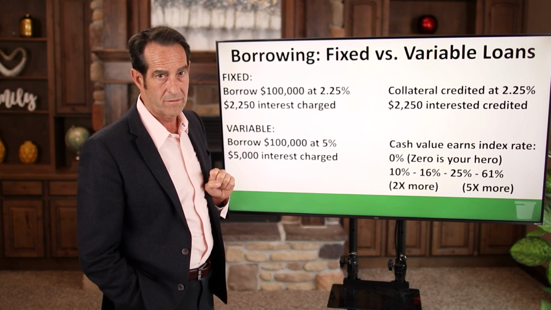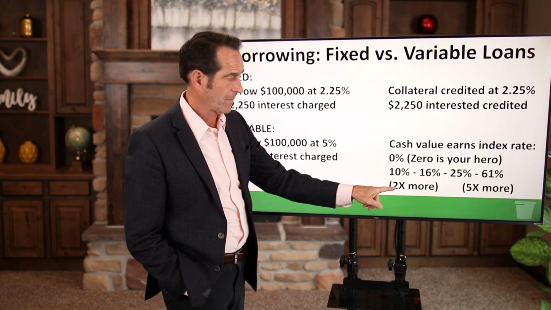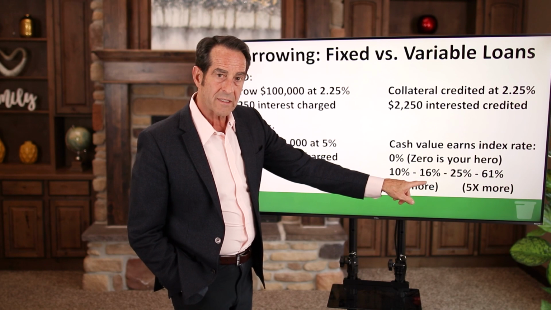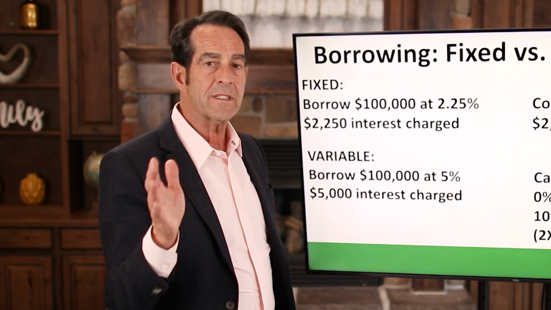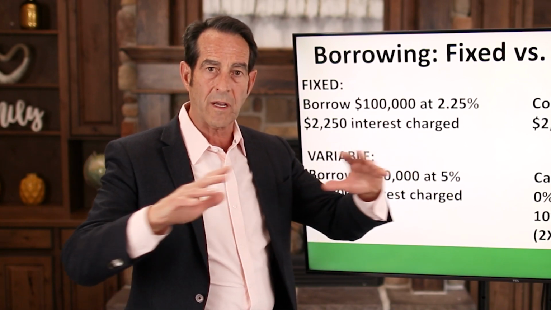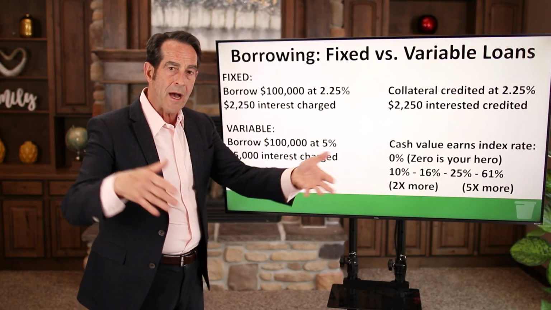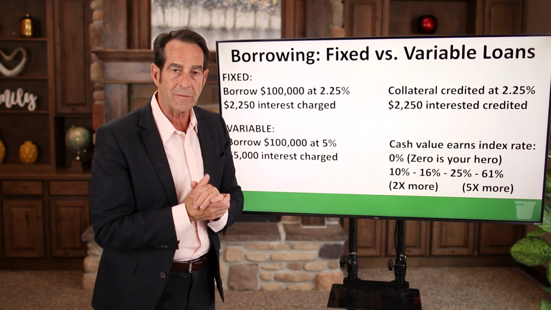It's double. Okay? It's 2 times more. I've had clients earn 16, like in 2017. I have a client, he's a business owner, he's very savvy. He buys real estate apartment complexes and he fixes them up and flips them. He doesn't like to be the landlord.